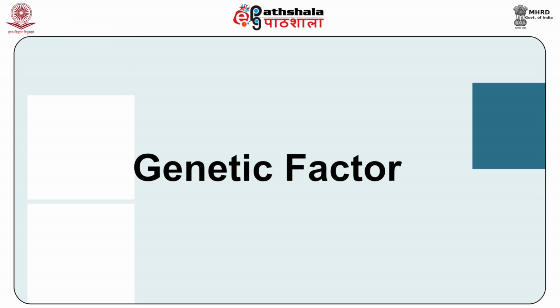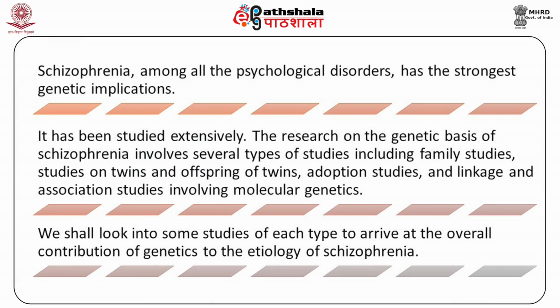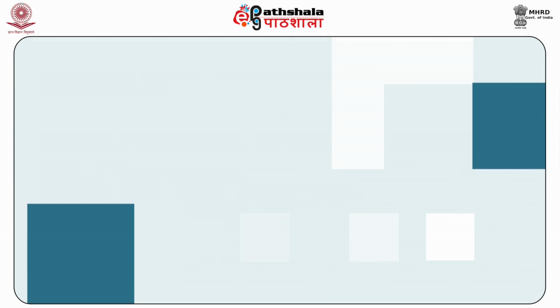Genetic factors. Schizophrenia, among all the psychological disorders, has the strongest genetic implications. It has been studied extensively. The research on the genetic basis of schizophrenia involves several types of studies including family studies, studies of twins and offspring of twins, adoption studies and linkage and association studies involving molecular genetics. We shall look into some studies of each type to arrive at an overall contribution of genetics to the etiology of schizophrenia.